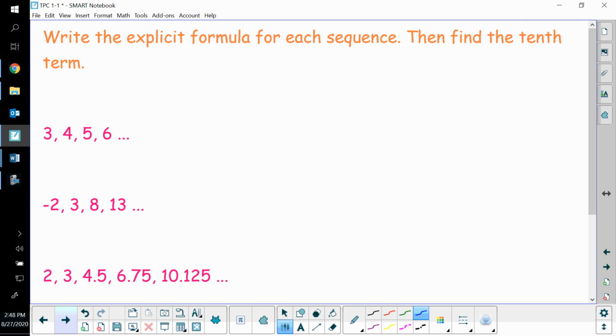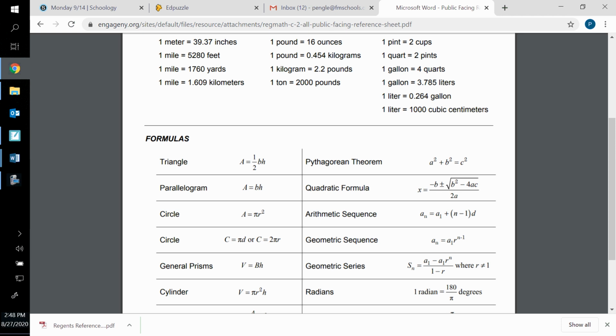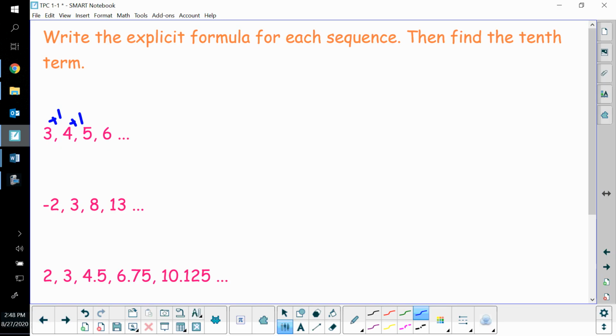And now we're going to try writing an explicit formula for each of these. First, we want to see what the pattern is. This one, we are adding 1 each time. Now we're going to do a whole day with ones we're adding and subtracting tomorrow, but that is what is called an arithmetic sequence. If we go back to the reference sheet, that's our AN equals A1 plus N minus 1 times D, which is the third one down. So again, that's only used when you're adding or subtracting. If you're multiplying, we would use the geometric one.